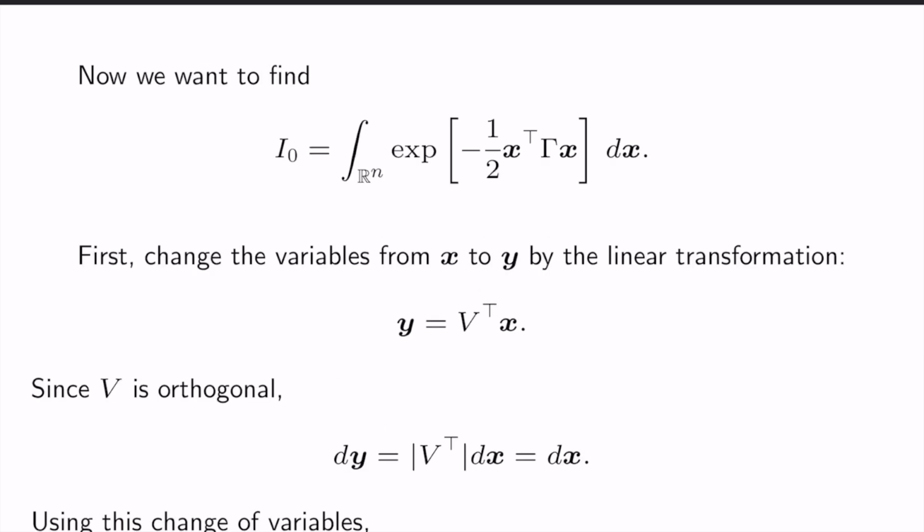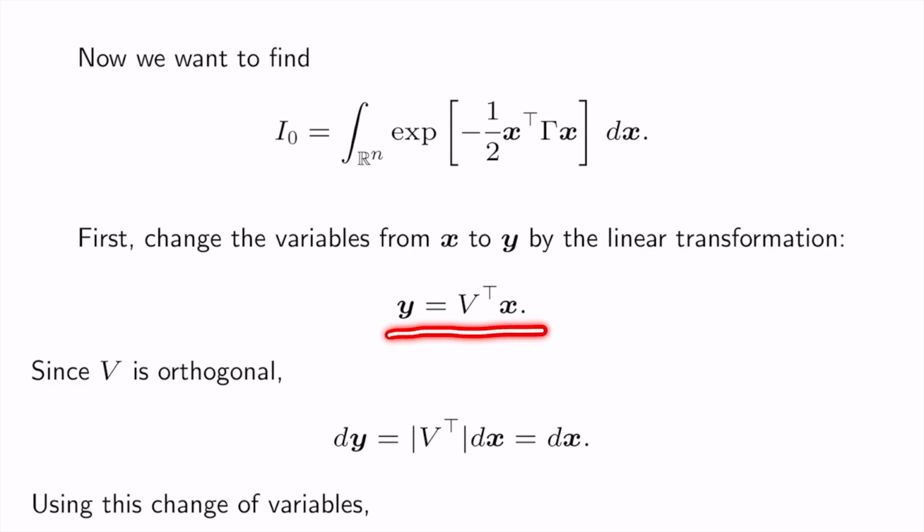Now, we want to find this integral. Let's name it I0. First, we change the variables from this x to y using this transformation, V transpose times x. Using this transformation, the Jacobian is this, the determinant of V transpose, which is 1. So this dy is equal to dx in the integral.